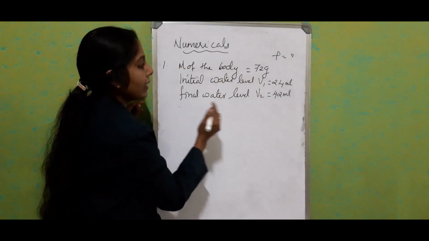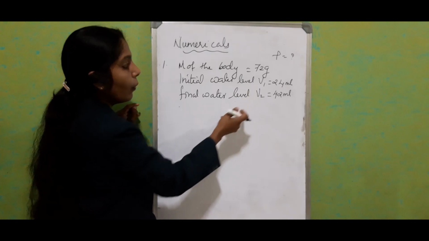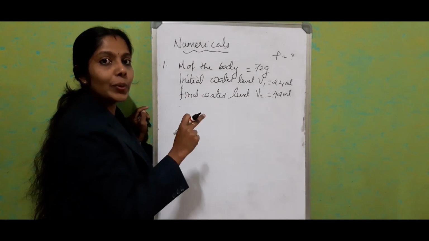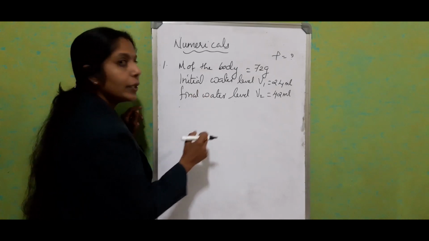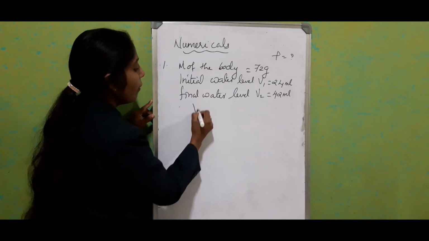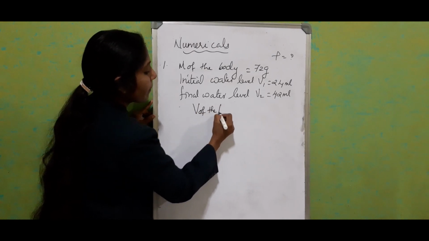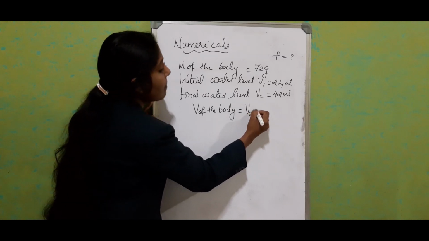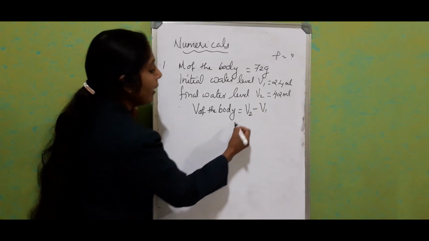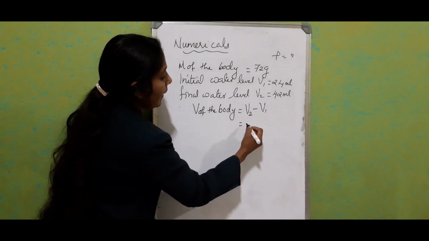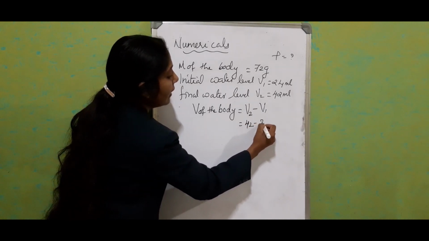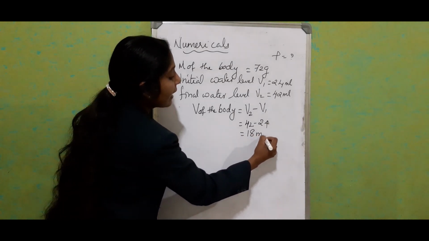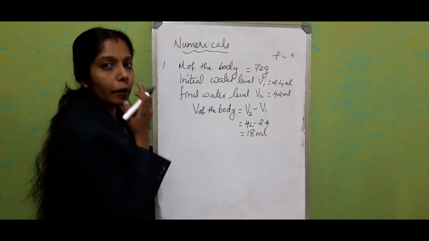Okay. So mass is given as 72 and volume, the initial level and final level is given there. So the change in volume is equal to the volume of the body. So first we will find out the volume. Volume of the body is equal to final water level minus initial water level, that is equal to 42 minus 24, we'll get it as 18 ml. Okay, it is in terms of ml.